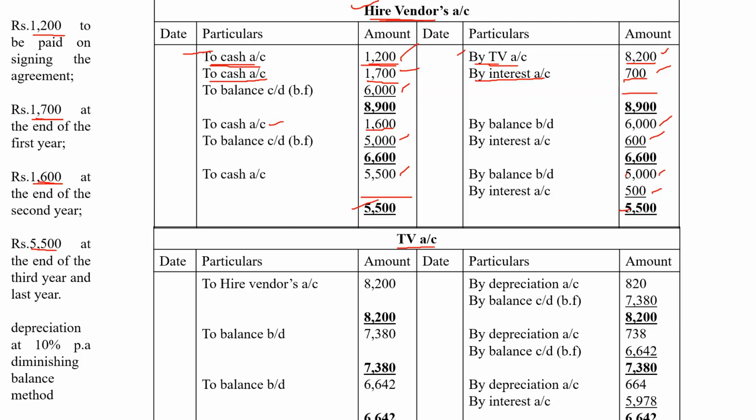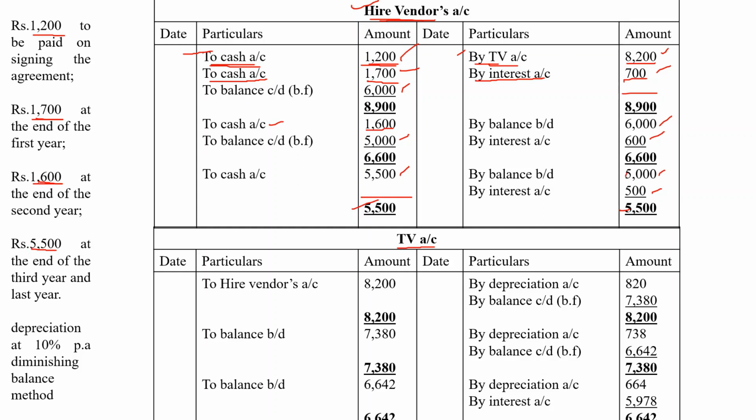First year 4 entries, second year onwards only 2 entries. First year 4 entries, 2 entries in the debit side, 2 entries in the credit side. Debit side 2 cash: down payment, and first installment amount. In the credit side, asset account, then interest account, first installment interest amount. From the second year onwards, 2 entries, one in the debit, one in the credit. To cash account, the respective installment amount, by interest account the respective interest amount. That's all. At the end of the last year, your account should get tallied.